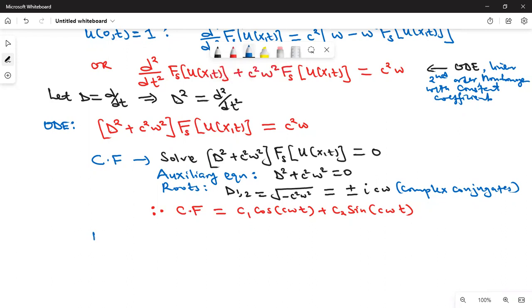Let's find the particular integral. For the particular integral, you need to make the Fourier sine transform the subject of the formula. Remember, this is what you are solving. So the particular integral is equal to 1 over D squared plus c squared omega squared, operating on c squared omega. So that is what we have. How do we find it? That's the question.